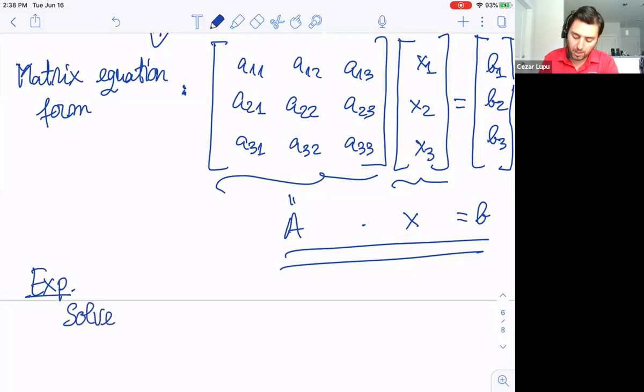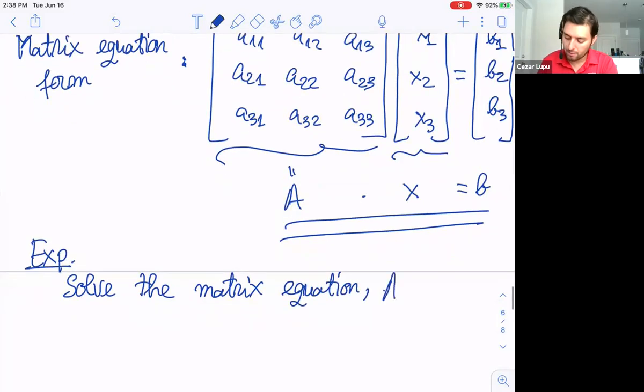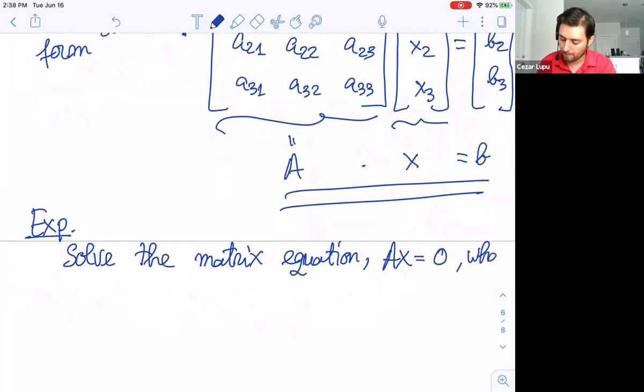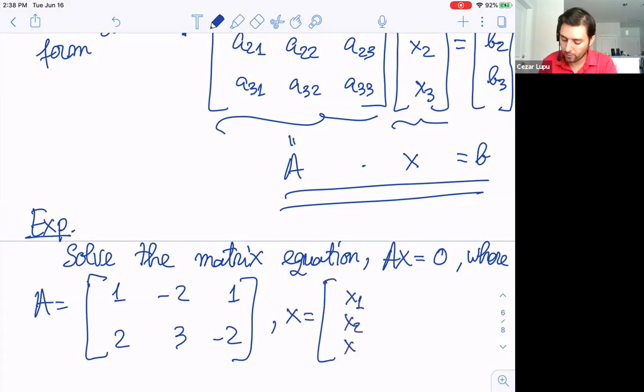Solve the matrix equation. So instead of saying solve the system of linear equations, I could say simply solve the matrix equation AX equals O, the zero matrix, where A is the matrix 1, -2, 1, 2, 3, -2, and X is nothing else than just X1, X2, X3. And of course, O will be just the zero vector, 2 by 1.